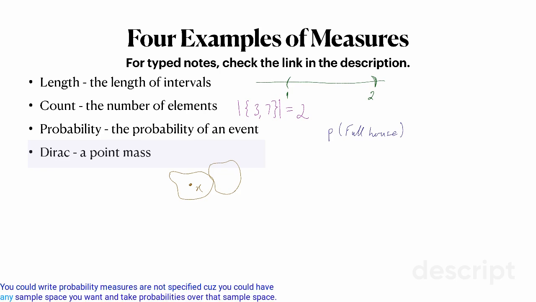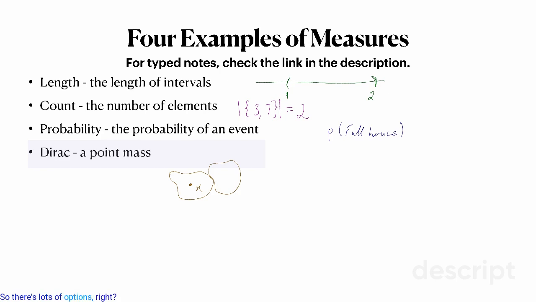Because you could have any sample space you want and take probabilities over that sample space. So there's lots of options, right? These are not specific examples. These are kind of just categories of examples. And same thing with a Dirac measure. Your point X could be anything. The mass that it has could be anything. So these other examples are not completely specific examples.